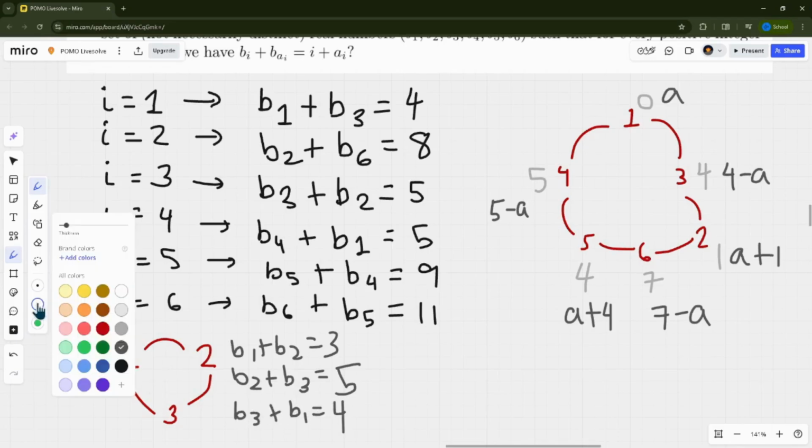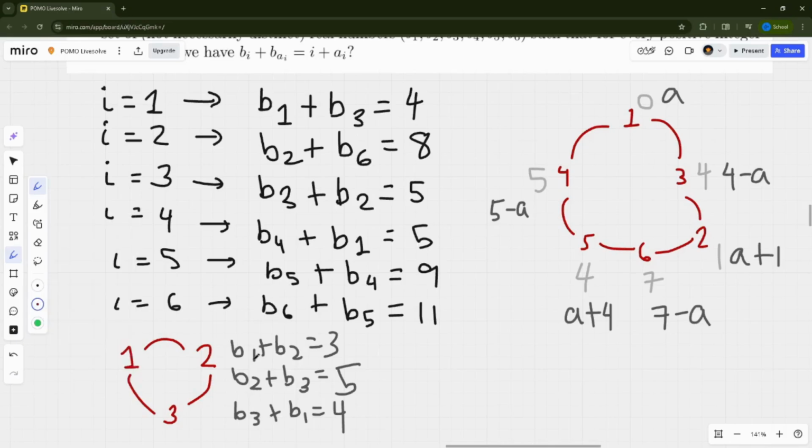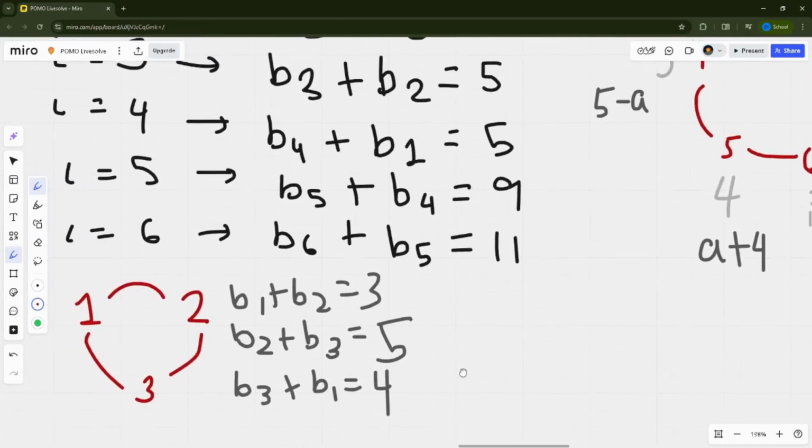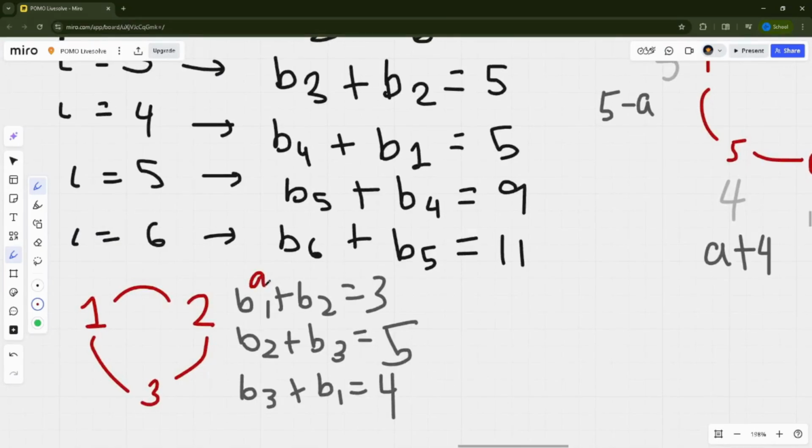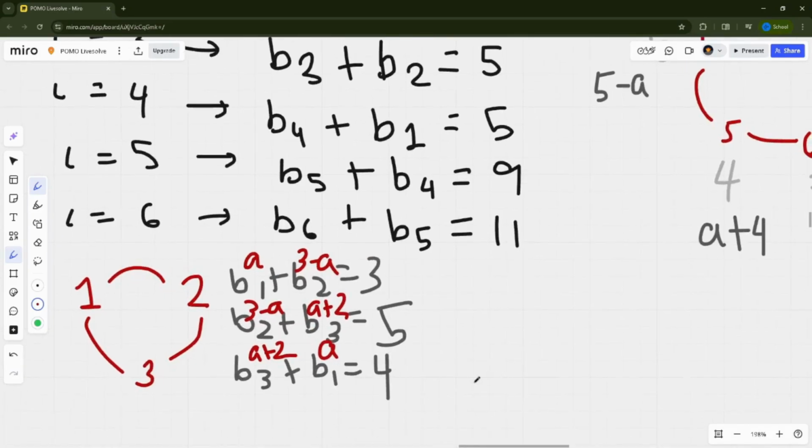If you have done linear equations before, you can solve this. If we let b1 be a again, this can be 3 minus a, then a plus 2, and then this is 2 minus a, and this is a from the last one, right? And we have here a linear equation that has an a on one side and no a on the other side. So we can solve for a, and this generates only one solution.